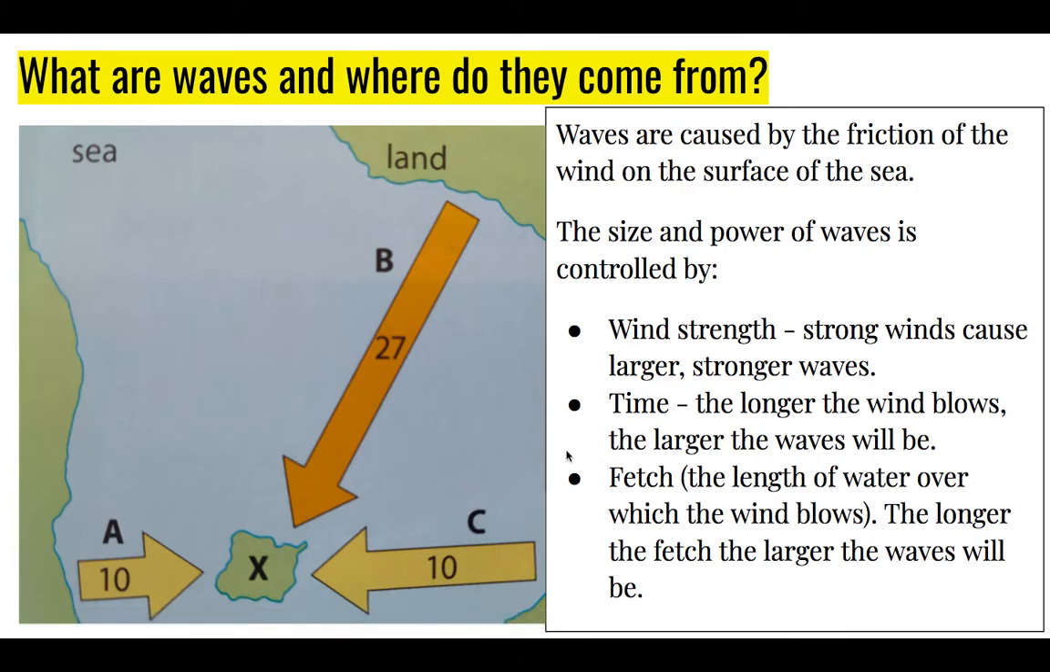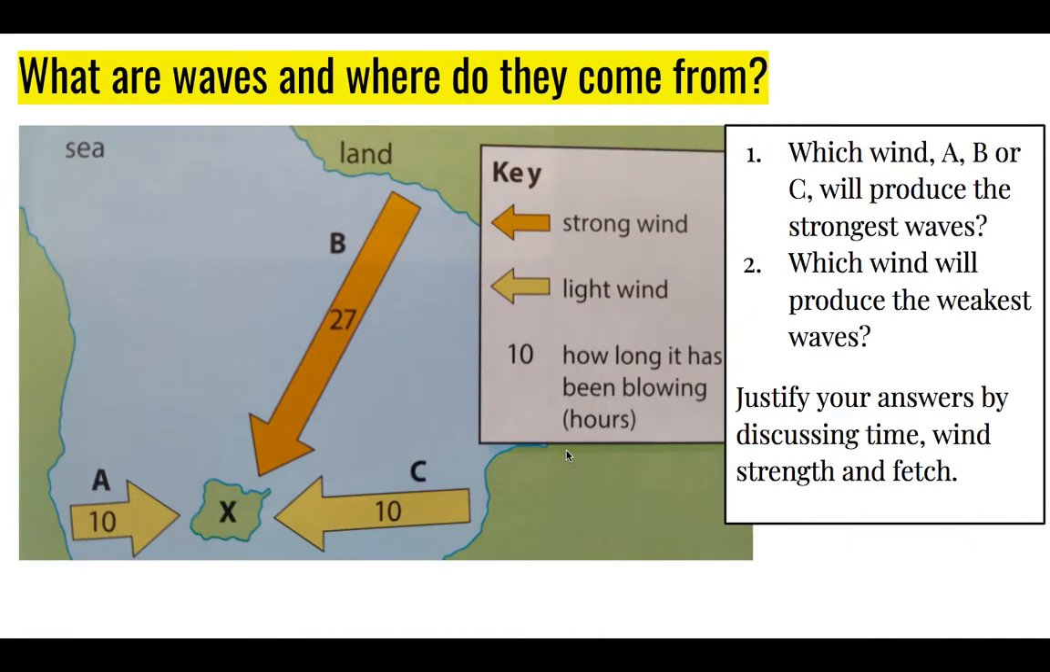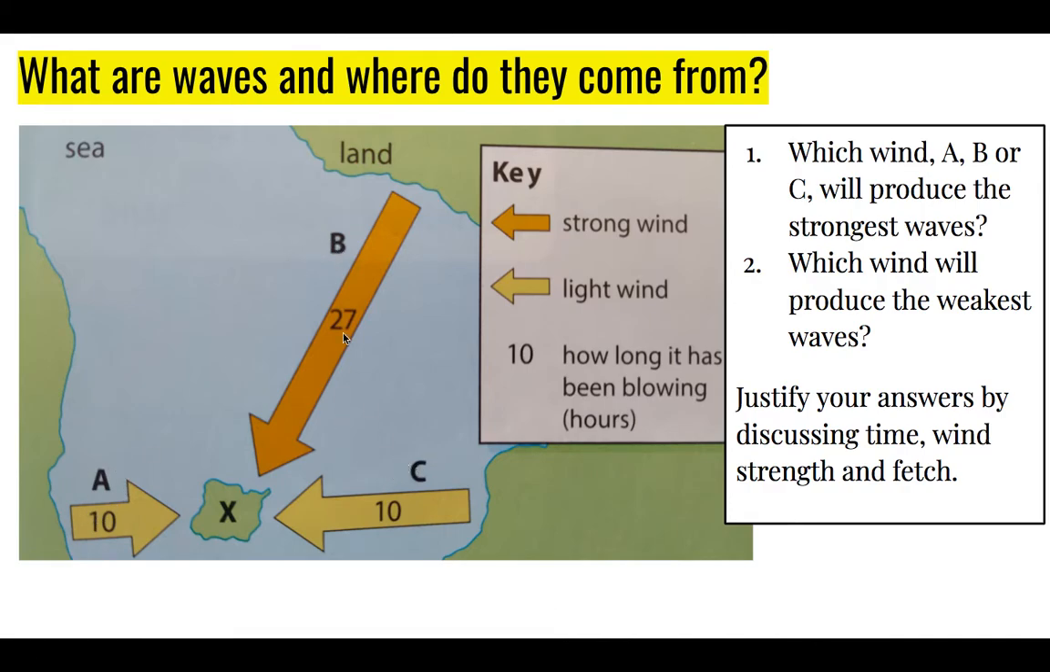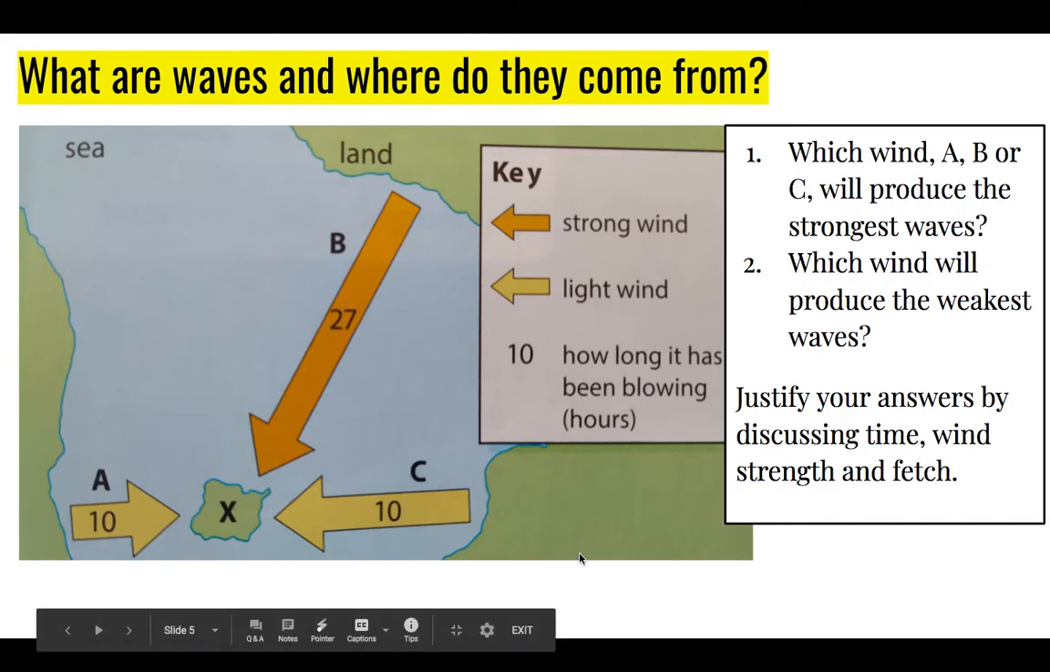There's a section on the worksheet for you to complete on that, and it's answering these questions. Note, you have to justify your answers, and you should justify your answers making relative comments between wind C, wind A, wind B, and saying, I think that wind B will have higher or lower, stronger or weaker waves than wind A because, and then talking about the fact that the strength of the wind, how long it's been blowing, and the length of the fetch. Make sure you use key terms.